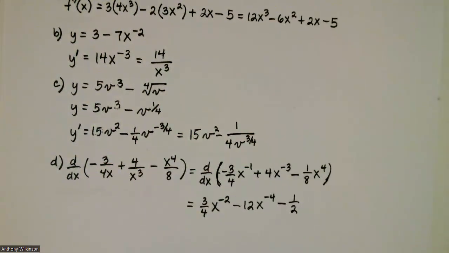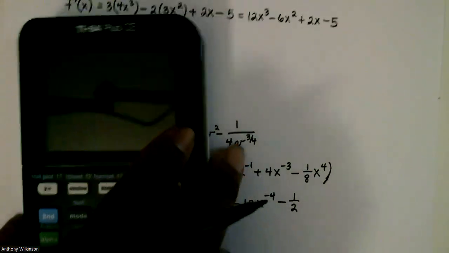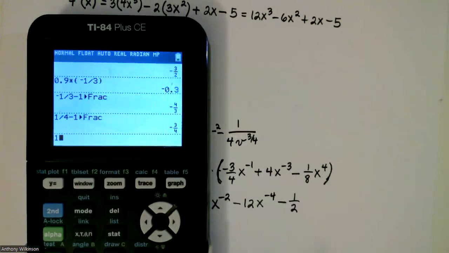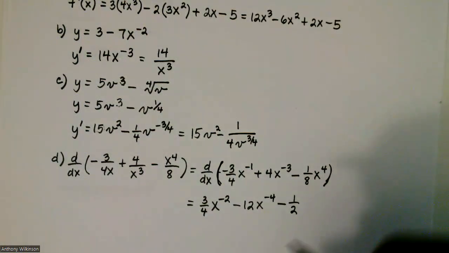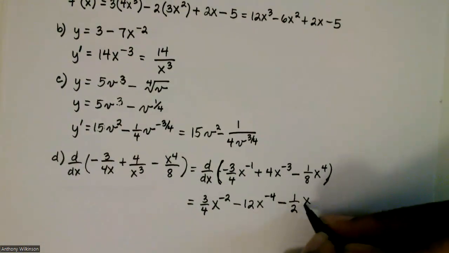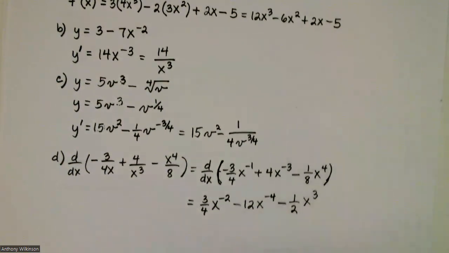And you can pretty much do this in the calculator as well. 1 divided by 8 times 4, math key, number 1, you'll get 1/2. And then copy the x over to the 4 minus 1, which will be 3.